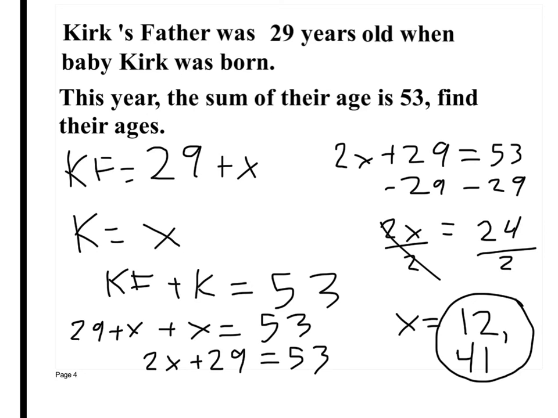Can I check my answer? Yes. What is 12 plus 41? 53. So how old do they have to be? 12 and 41. That wasn't hard, but you have to set it up right. You have to take your time and set it up. Think about how old Kirk is versus how old his father is. Any questions? No. Here's your assignment.